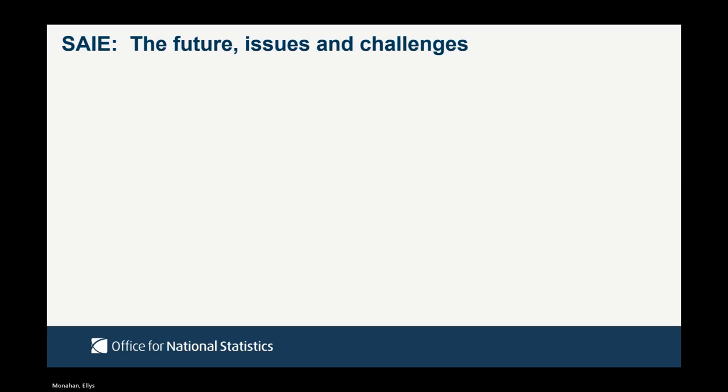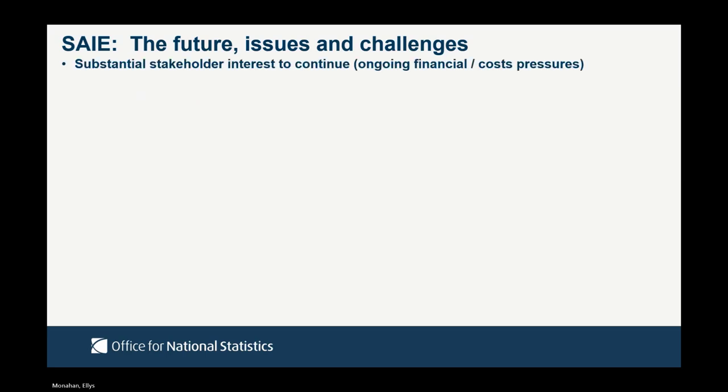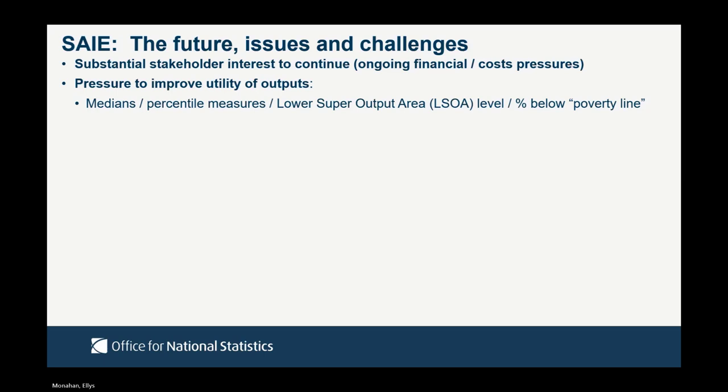So what about the future? Well, there's a lot of stakeholder interest, even more so, particularly with the ongoing financial pressures. A lot of questions to improve the utility of the outputs. We produce mean incomes. The people ask, what about medians? What about tail measures? What about, you know, what's the threshold that 90% are above? How many people are below the 60% poverty line?